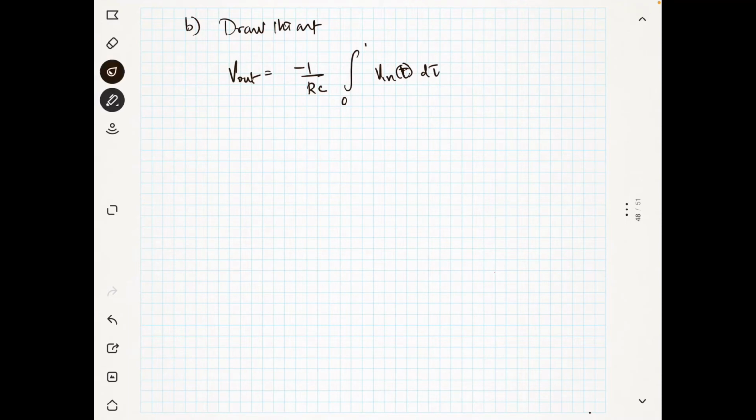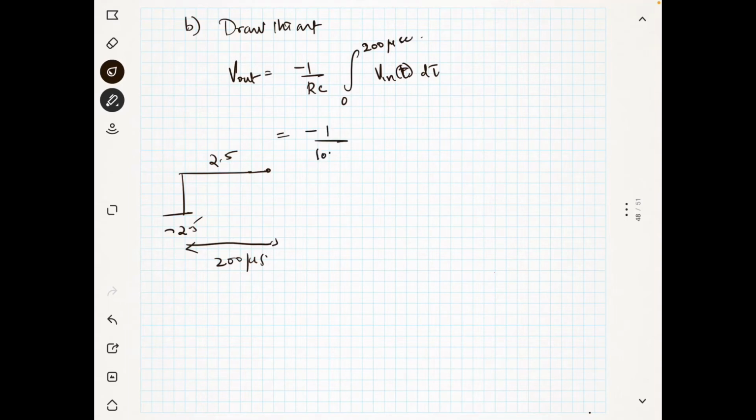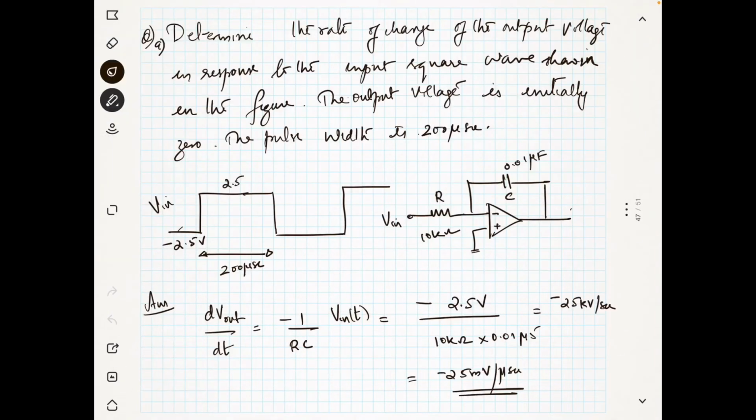So for the first half cycle, because your input is like this, it's going from minus 2.5 to 2.5 and it will stay there for 200 microsecond. So you have to integrate for 200 microsecond. This is nothing but minus 1 by 10 kilo ohm into 0.01 microfarad into 2.5 volt. If you integrate it, you will get tau. Then you put the limit between 0 to 200 microsecond, because it's starting from 0 and going till 200.